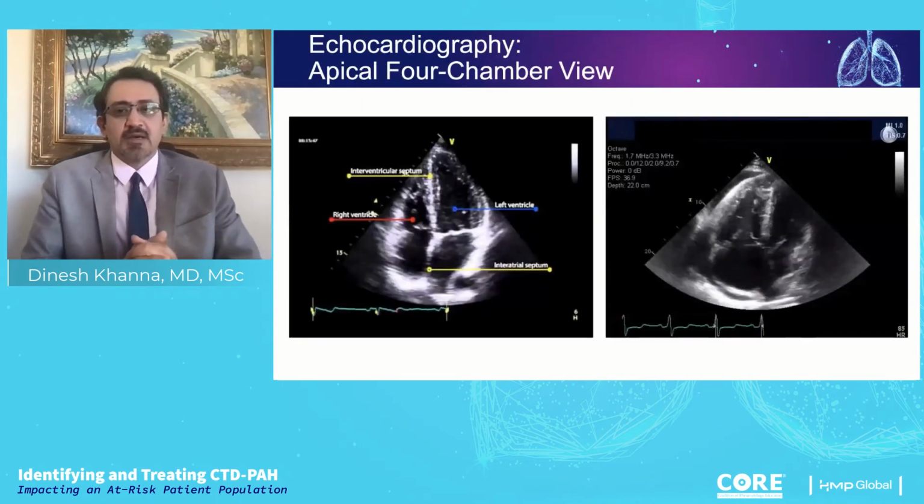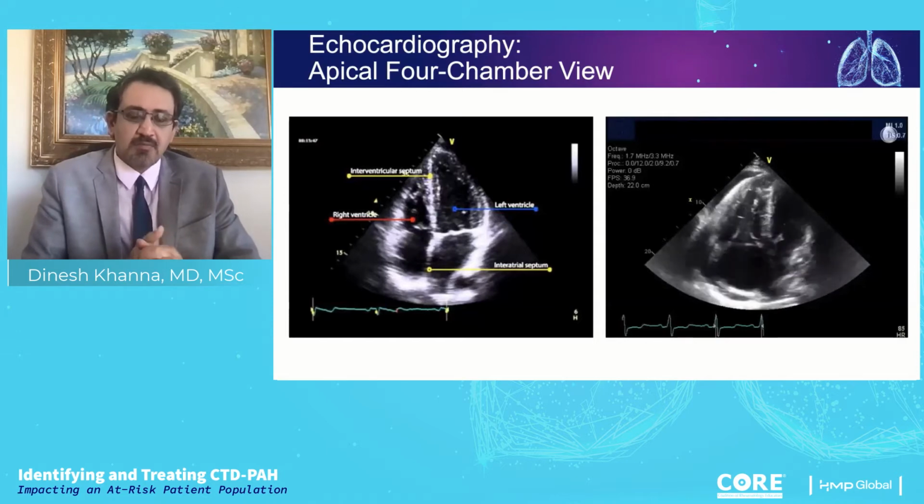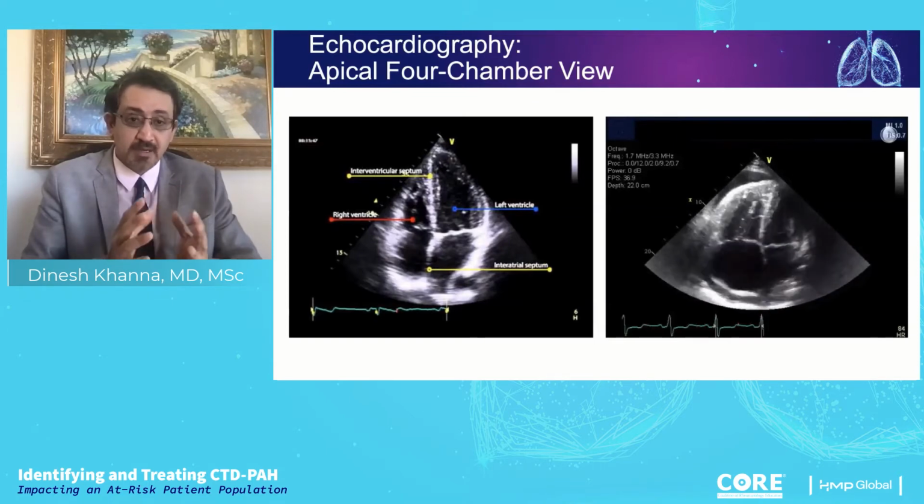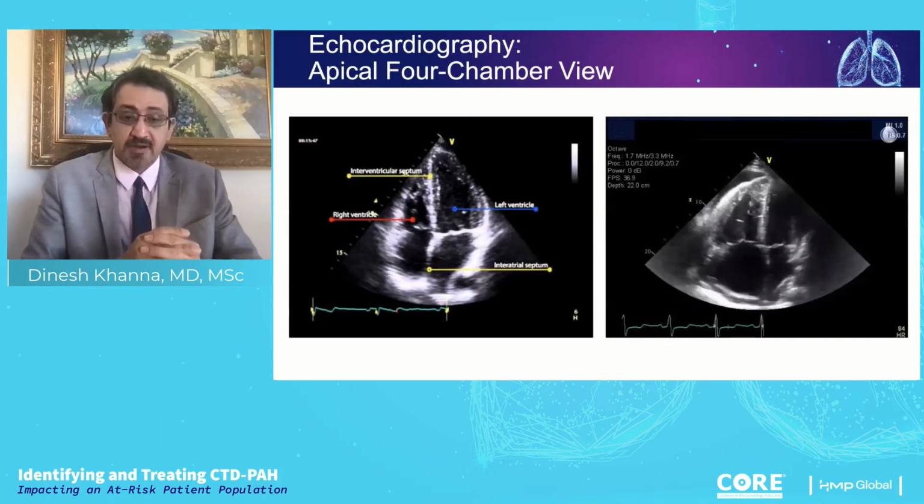So here is a depiction of echocardiogram. On the left is a slide of a person with a normal echocardiogram. You see the nice left and the right side of the heart. It's an apical view. You see on the left side of the slide, right ventricle. On the right side is the left ventricle.